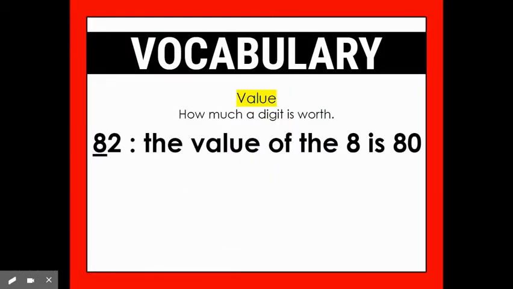The next word is value, and we talked about this a lot yesterday also. The value is how much a digit is worth. So for example, the number 82, the 8 is in the tens place value, so the value of the digit 8 is 80. Or for example, if you were thinking about the 2, the value of the 2 would just be 2 because it's worth 2 ones.